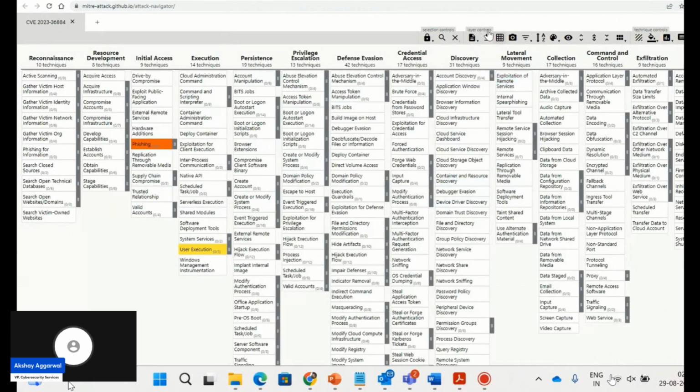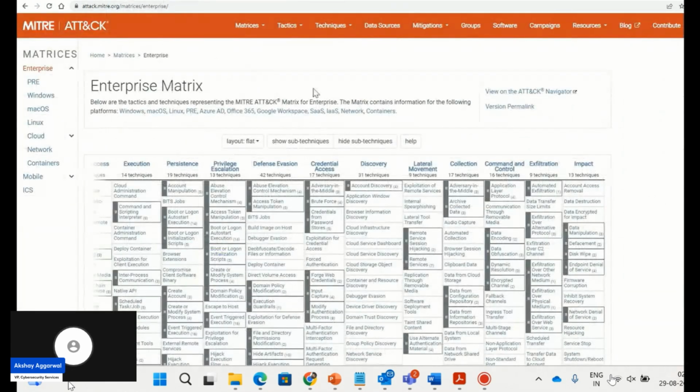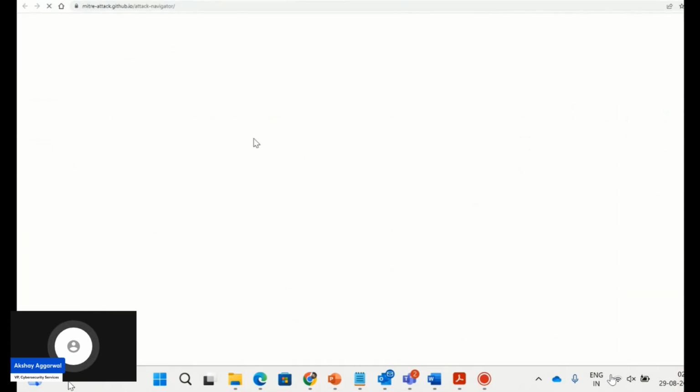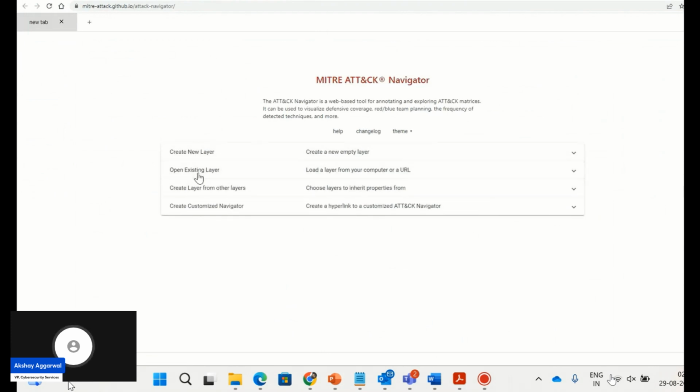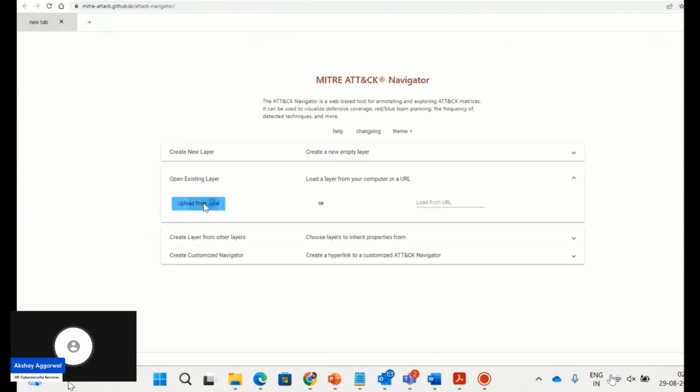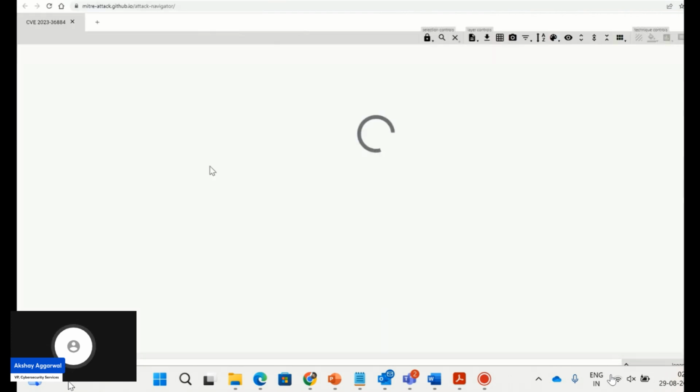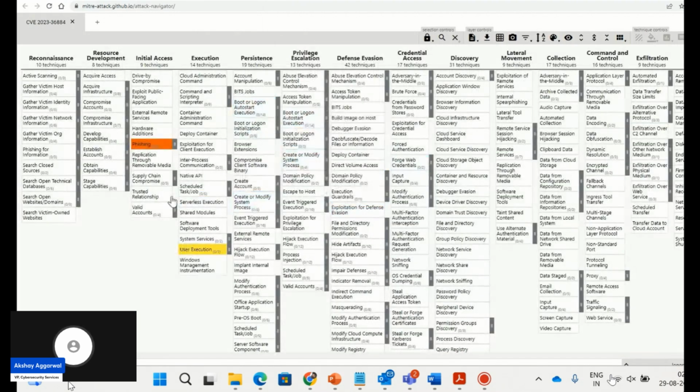you can download this framework, right? Populate it, download the populated framework, and then it gives you an option here to download the framework in the form of a JSON file. You can share this with your team so that when they are on this website, they can simply click here, open existing layer, click here to open from local, and then simply choose the JSON file, and then they'll be able to see what you have populated.